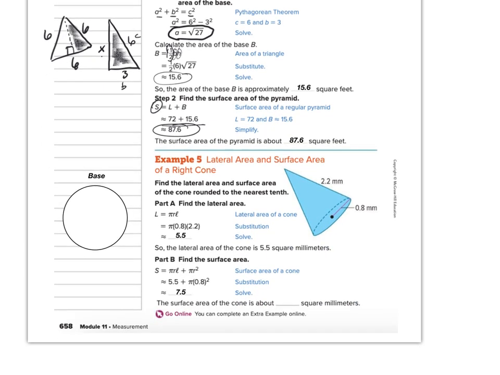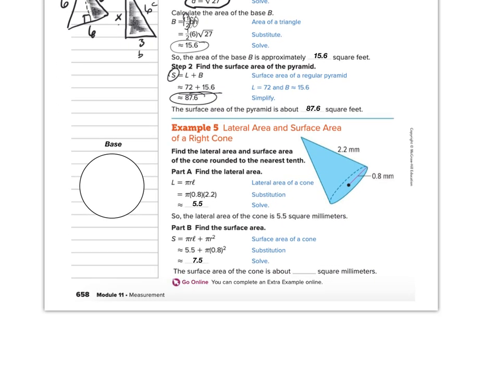We sort of broke it up. Lateral area and surface area of that right cone. Again, this is my lateral height. This is my radius, looking at my image, and it says to find the lateral area and surface area of the cone, round to the nearest tenth. Those are the only two items that you need to find the surface area or lateral area of a cone.